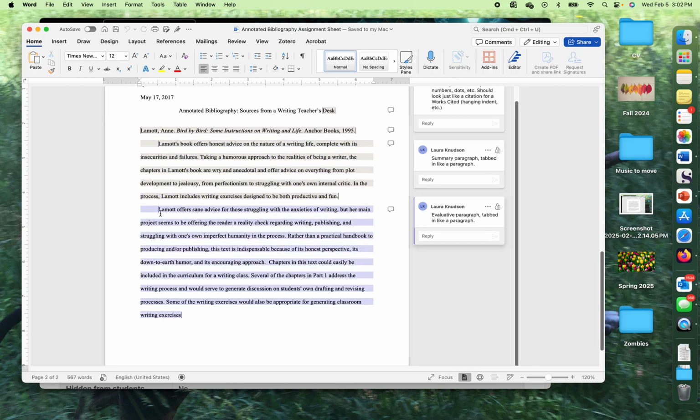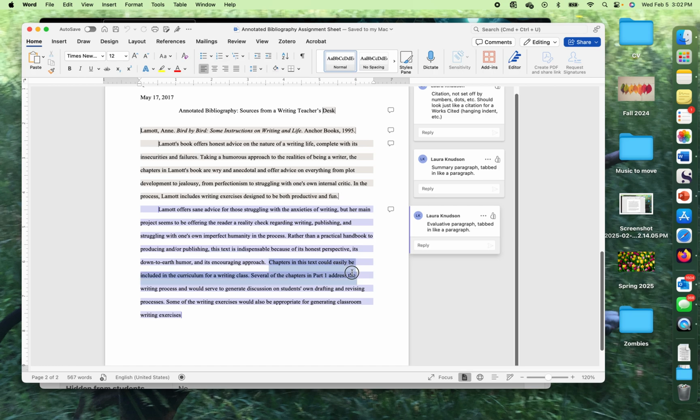Now we get into the evaluative portion. You will notice that in this paragraph, what the person who wrote this is doing is talking about how it can be used. If you look down here, chapters in this text could easily be included in the curriculum for a writing class. That is a description of how it can be used. Several of the chapters in Part 1 address the writing process and would serve to generate discussion on students' own processes.